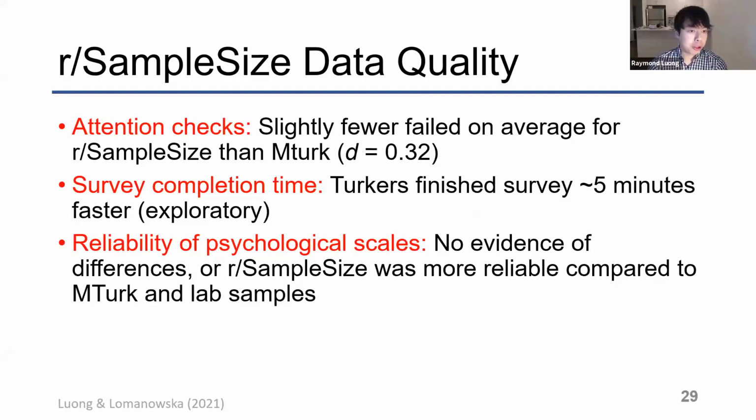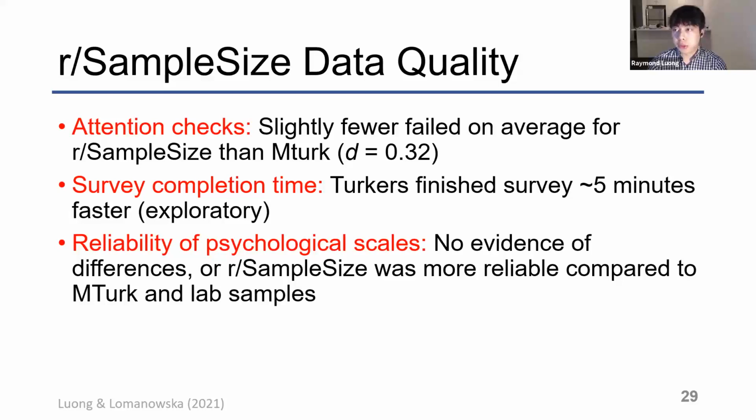And other data quality metrics that are just summarized here: we had attention checks dispersed throughout the survey, and we found that slightly fewer were failed on average for the Sample Size participants than MTurk. Survey completion time was an exploratory thing that we wanted to analyze after the fact. MTurkers finished the survey 5 minutes faster than the Sample Size participants.